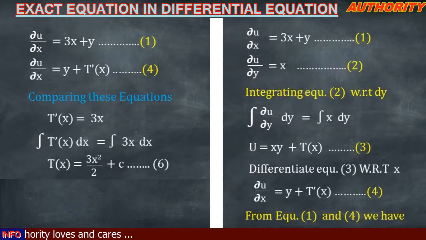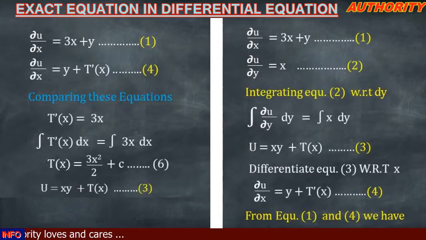Now, let's go back to equation 3, where we have our function u equal to xy plus t of x. We have found the value of t of x: t of x is equal to 3x squared all over 2 plus c. So let's replace it. When we replace it, we have u equal to xy plus 3 all over 2 x squared plus c. Yes, this is the solution of the exact equation.